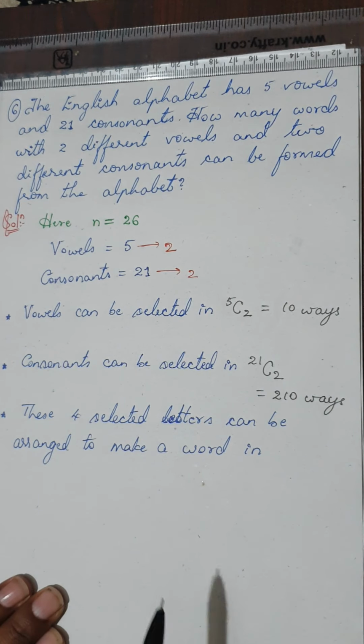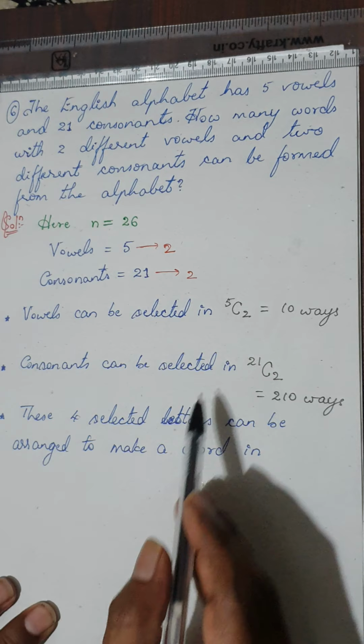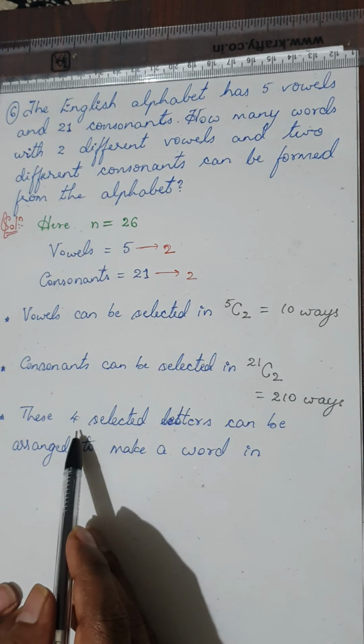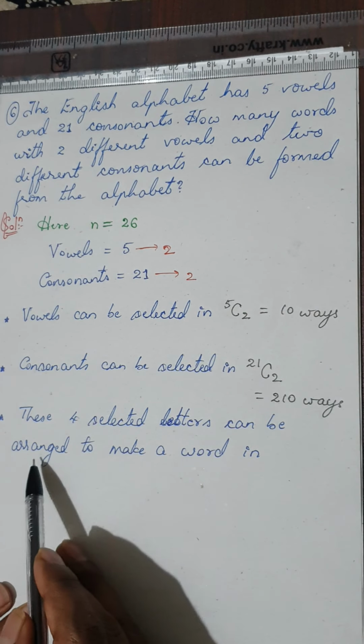You will get the value of 210 ways. Okay, now finally these 4 letters. So 2 are selected from vowels, 2 are selected from consonants. So 4 letters are selected. These 4 selected letters can be arranged.